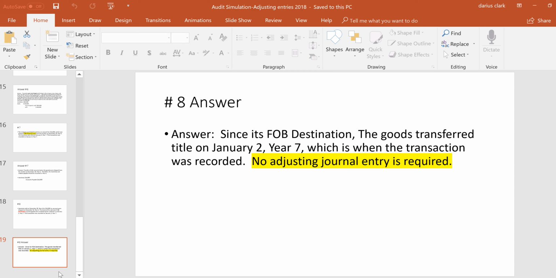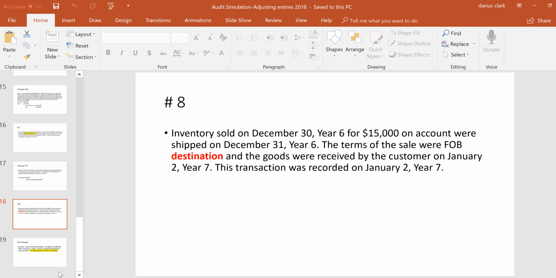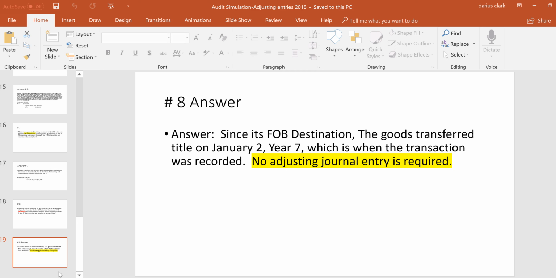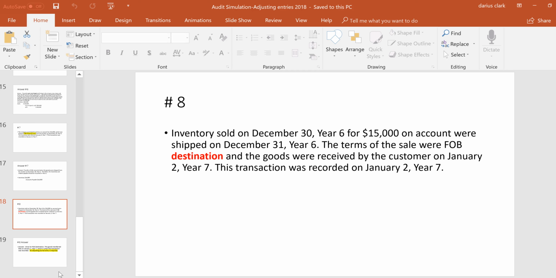And that's when the transaction was recorded. Look what it says. The transaction was recorded when? January 2nd, year 7. And that's when it should have been recorded. So no journal entry is required. No adjustment, no correction, because it looks like they did record it at the right time.